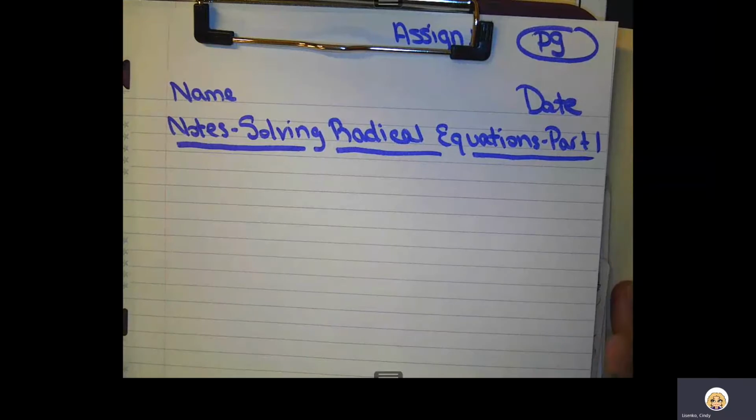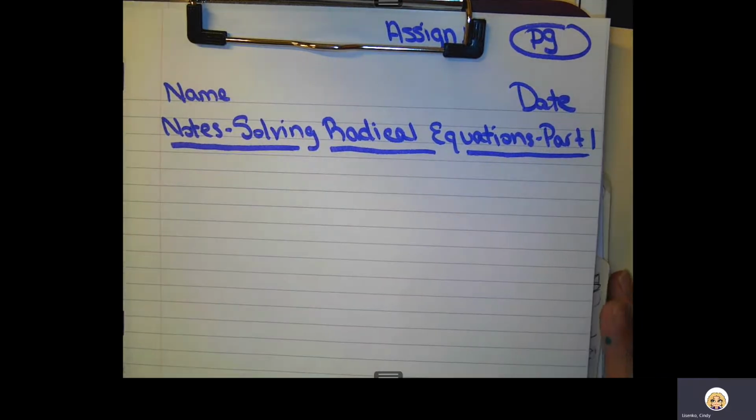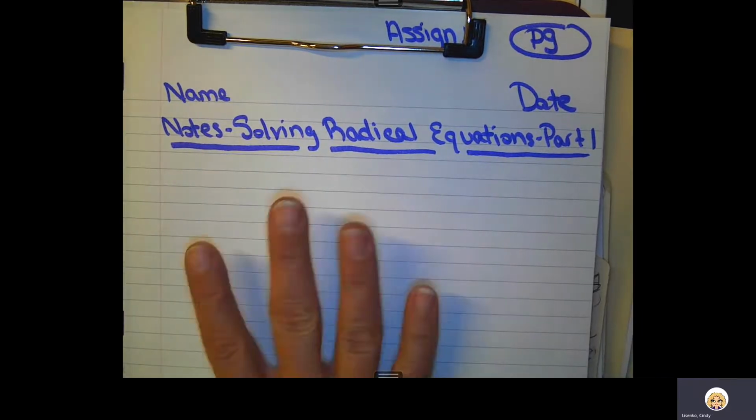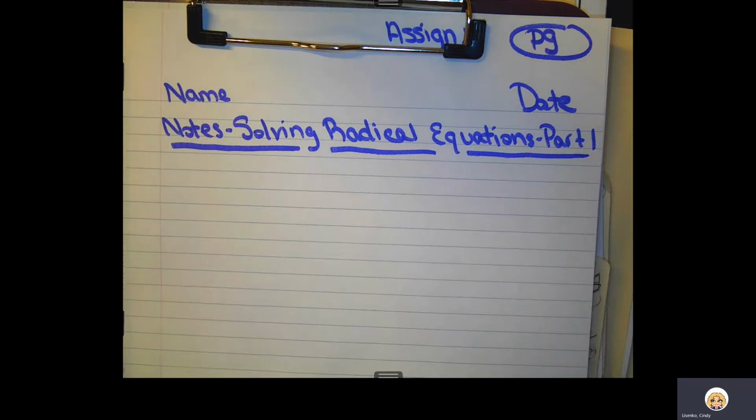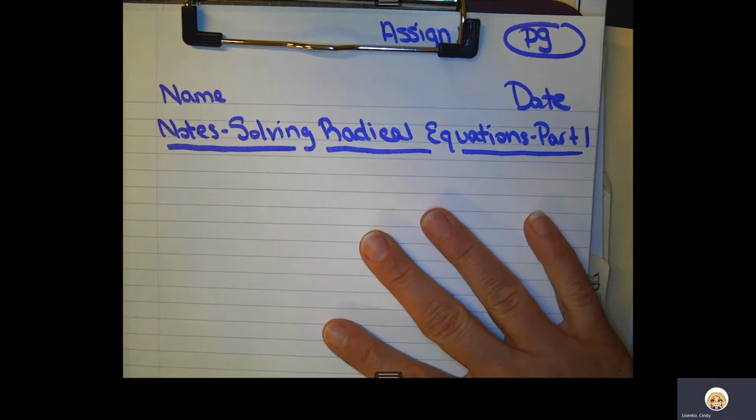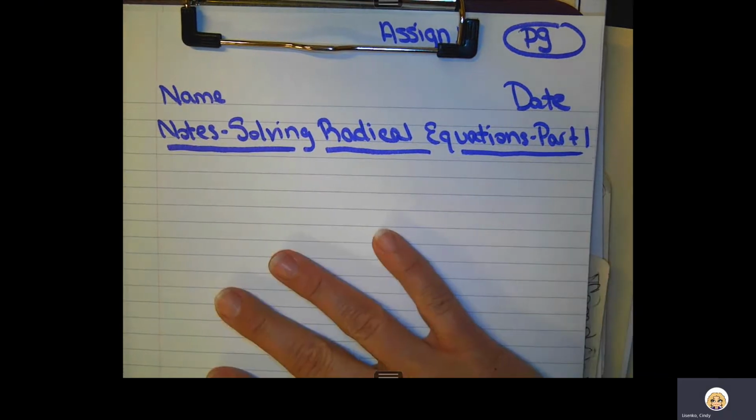So in this lesson, we're going to learn how to solve radical equations. This will be split into two parts. Radical equations means that you're going to have a radical in your equation with a variable underneath. So go ahead and get your heading on your paper. Please pause the video if you need to.